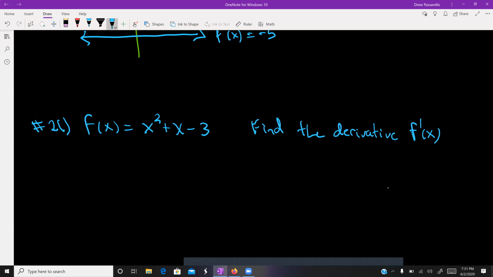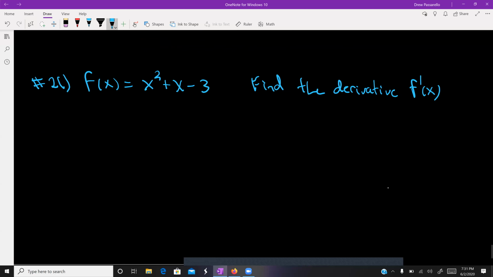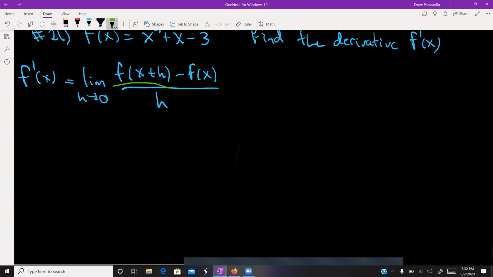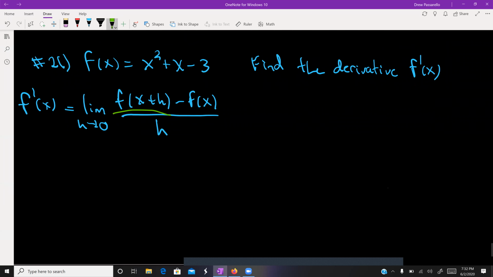F prime of x. So I'll just write the definition. F prime of x is equal to the limit as h goes to 0 of f of x plus h minus f of x, divided by h. And like before, I'm going to just break it down piece by piece. I'll first find the f of x plus h piece and simplify that down however much I can.